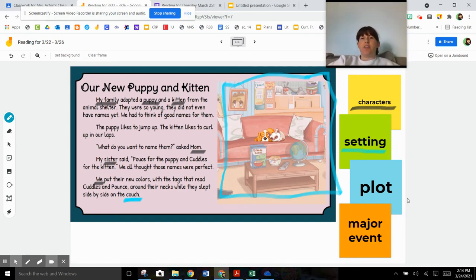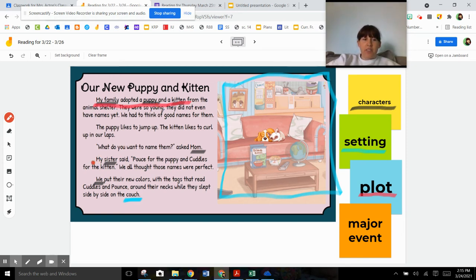Next is the plot. So that's the beginning, the middle, and the end, the big things that happen. Let's change our colors. Let's do red. So I'm going to say that the beginning is that my family adopted a puppy and a kitten. That is a big event. That's a big thing that happened at the beginning of the story. If that never happened, the story would be pretty boring.